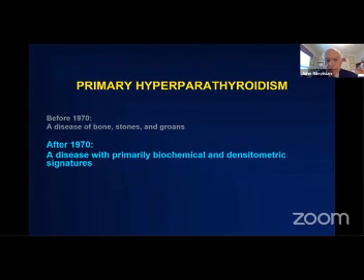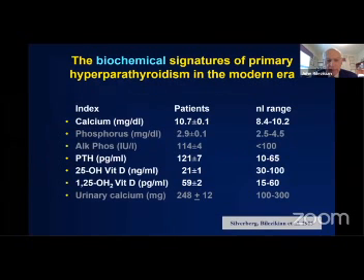Now, I know in India, it's still very much that kind of disease, and we're going to speak about it. But for most of the world, after 1970, hyperparathyroidism became characterized a bit differently. That is, a disorder that was characterized primarily by biochemical and densitometric signatures. This is a table from our work, but it has been duplicated by many studies showing mild hypercalcemia, a parathyroid hormone level that is about 1.5 to 2 times the upper limits of normal.